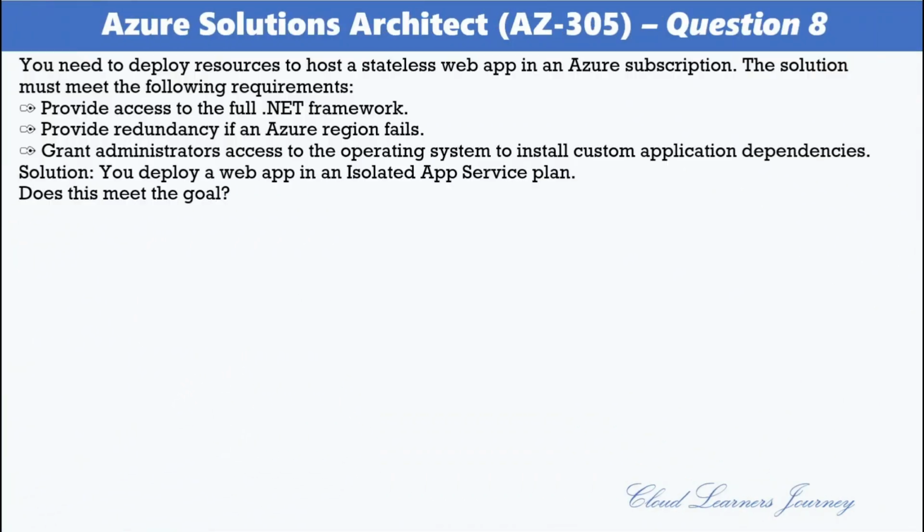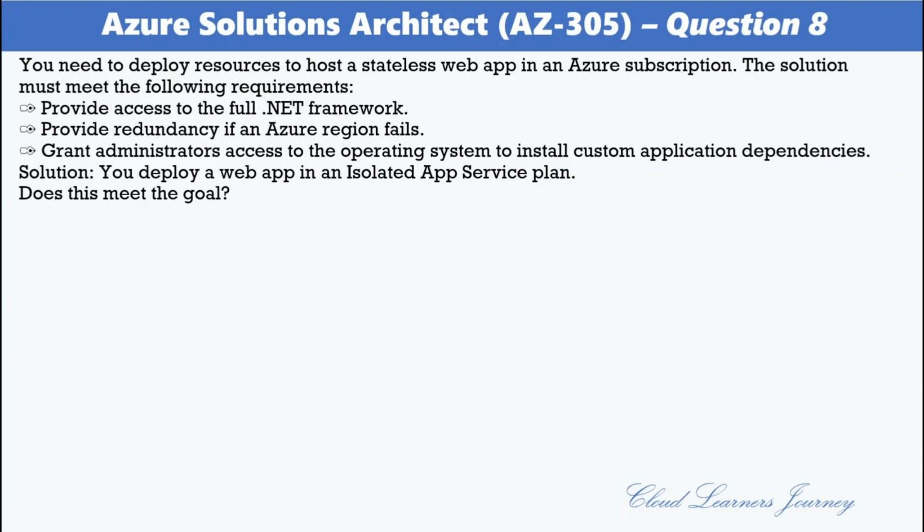Next, question number 8. You need to deploy resources to host a stateless web app in an Azure subscription. The solution must meet the following requirements. First requirement, provide access to the full .NET Framework. Second requirement, provide redundancy if an Azure region fails. Third requirement, grant administrator access to the operating system to install custom application dependencies. Here the solution is you deploy a web app in an isolated app service plan.